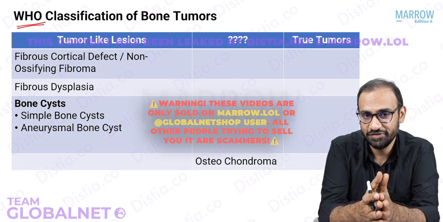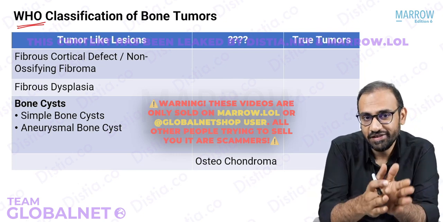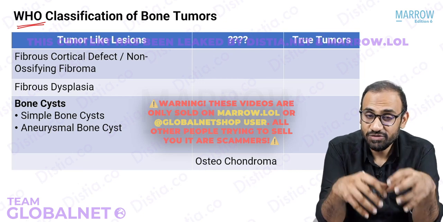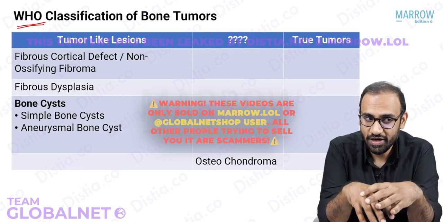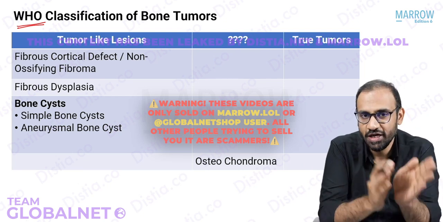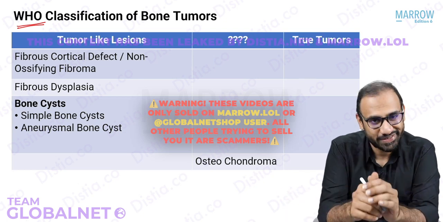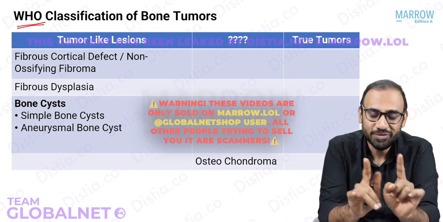Now, we are not interested in Enneking staging anymore because we have something better. We have WHO classification, which has classified bone tumors into tumor-like lesions and then the actual tumors. Okay, this will be very helpful for us to understand the big picture of bone tumors. So what are tumor-like lesions? Tumor-like lesions are lesions that look like tumor but are not tumors. Okay? They look like tumor, but they are not tumors.